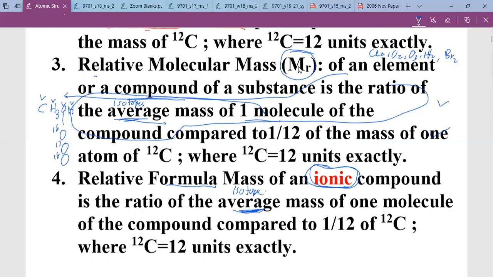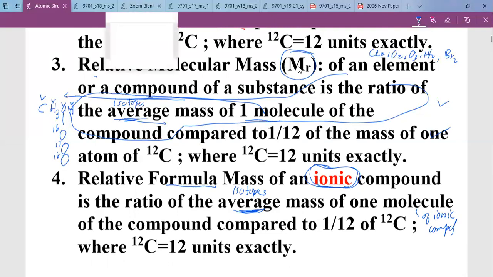Isotopes of one molecule, or they can say the average mass of every atom of the ions of the compound compared to 1/12. So it's the average mass of one molecule, or one molecule of the ionic compound to be accurately correct. Compared to this one here, if you want to write it out in this way, I'm going to put the zoom blank here.